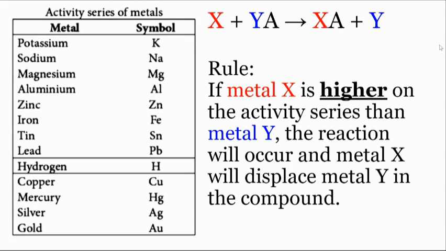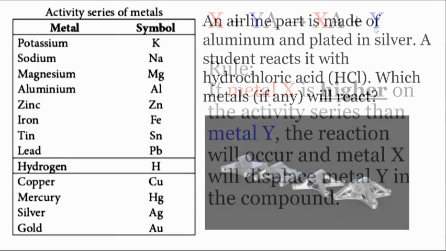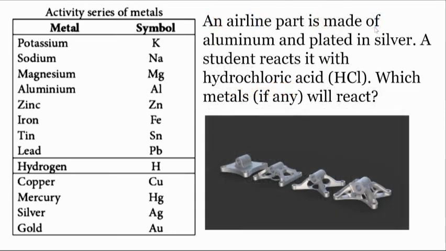The big rule that you've been deducing on the activity series is that if metal X is higher on the activity series than metal Y, the reaction occurs and metal X displaces metal Y from the compound. All right, let's do an example problem. I would strongly encourage you to write this example problem entirely into your notes, as it's a great way to see and practice the calculations before doing the floating a penny lab.